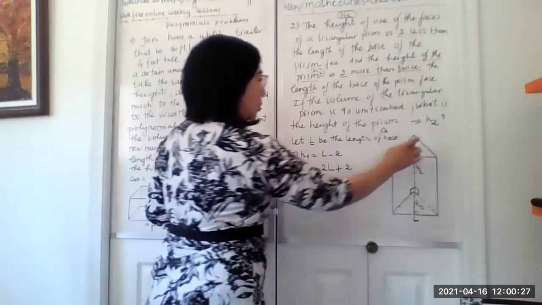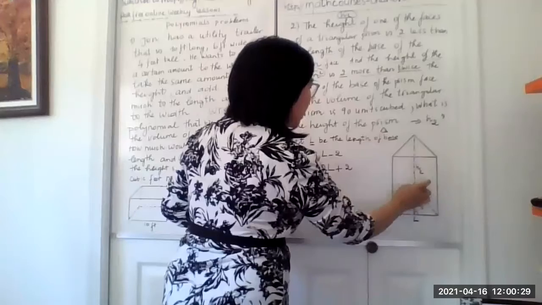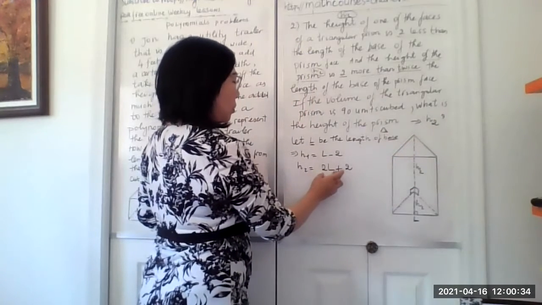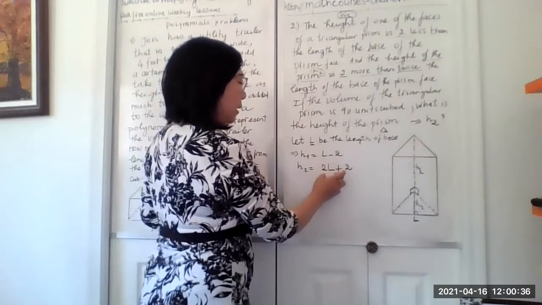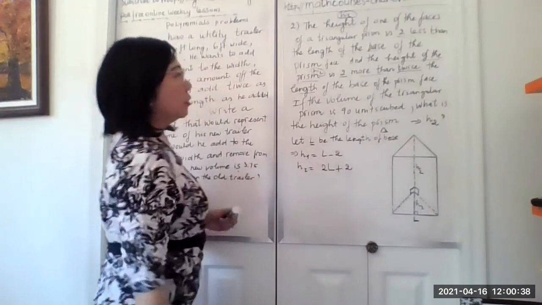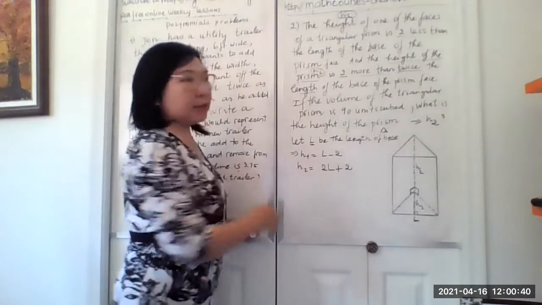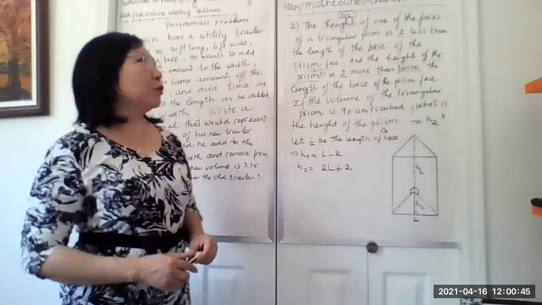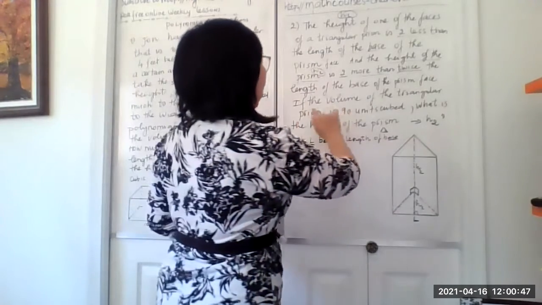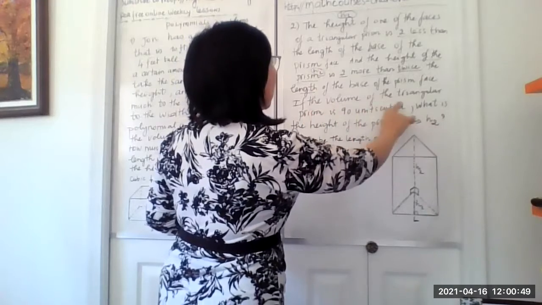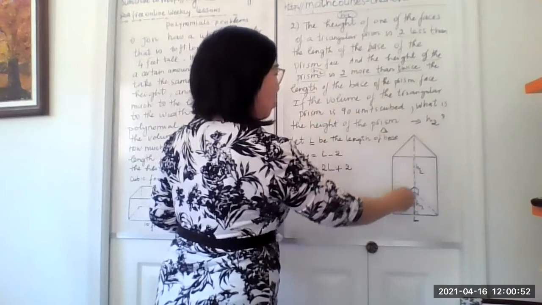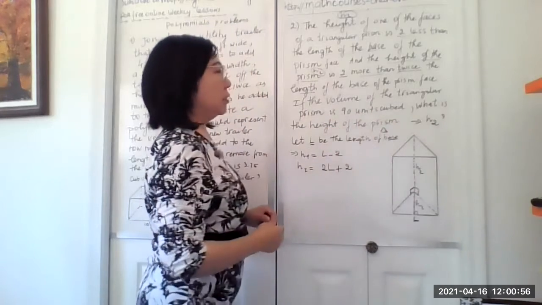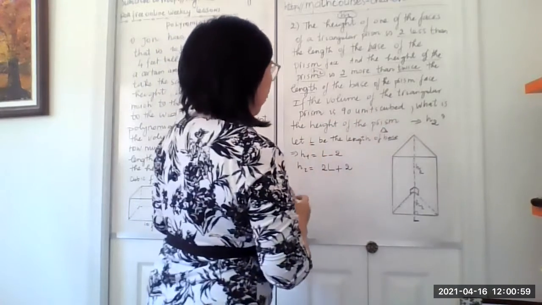Height 2, which is the height of the prism, is equal to twice the length, adding 2 more units. So at this point, I already established the variable for our problem. Now the question says, if the volume of the triangular prism, so the whole volume of the shape, is 90 cubic units, what is the height of the prism?